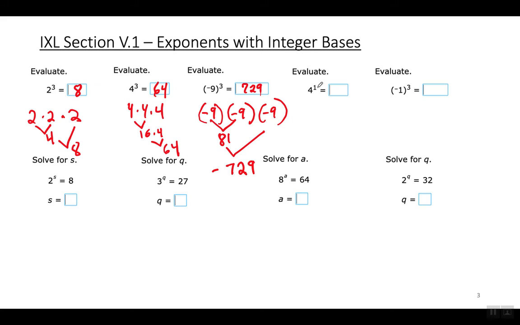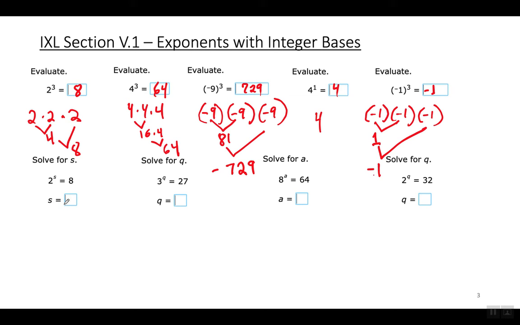4 to the 1st power, you're just going to have one 4, so that means the answer is 4. Negative 1 to the 3rd power, you're doing negative 1 times negative 1 times negative 1. So negative 1 times negative 1 will give you positive 1, and then positive 1 times negative 1 will give you negative 1. So your answer is negative 1. Make sure you get the sign correct. 2 negatives equal a positive, and then a positive times a negative equals a negative. All right, so there's the top part.